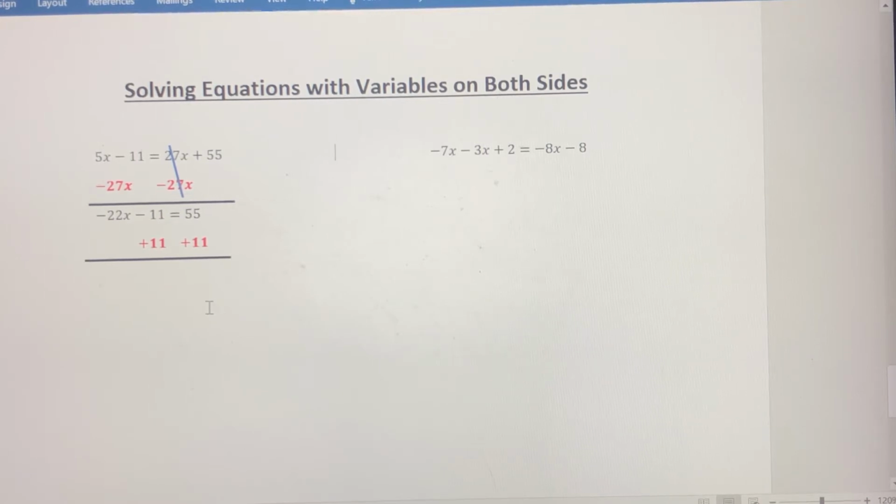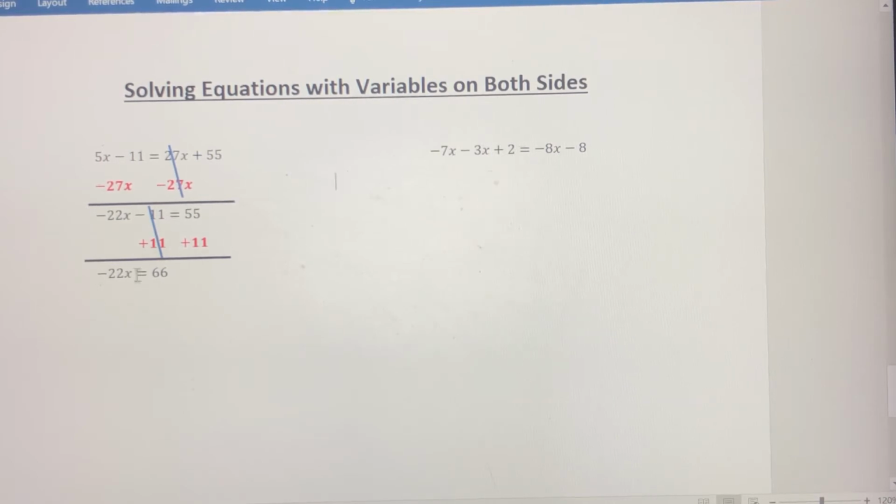okay? What that's going to do, those 11s are going to cancel out, and that's going to leave me on the left side with negative 22x, and on the right side with 55 plus 11, which is 66. So negative 22x equals 66.